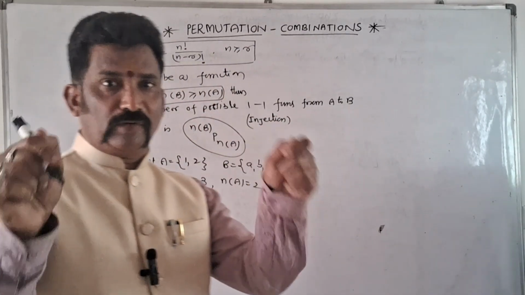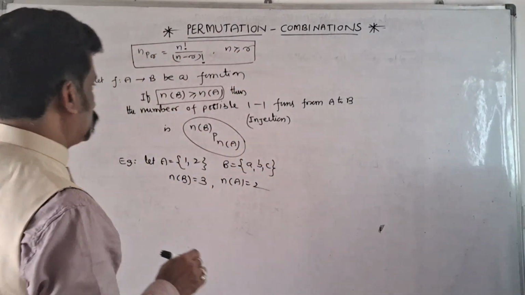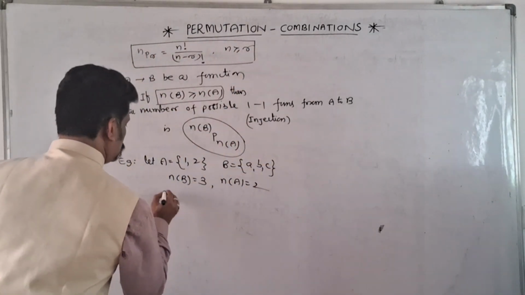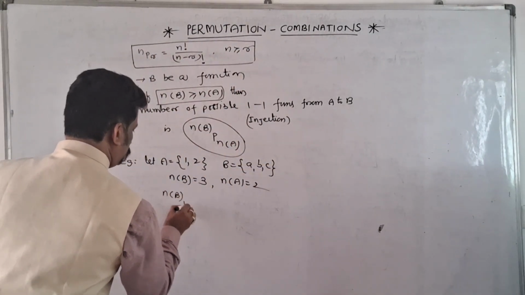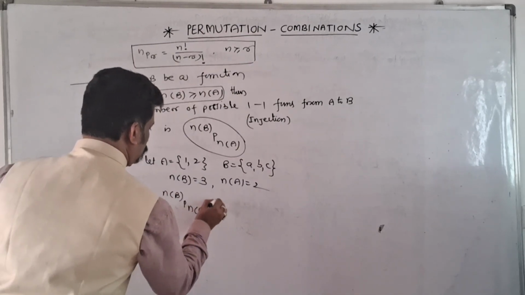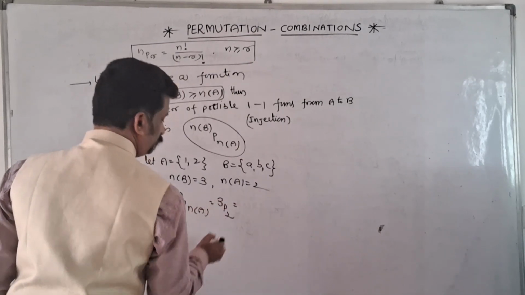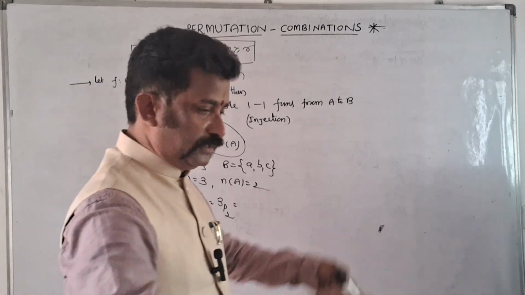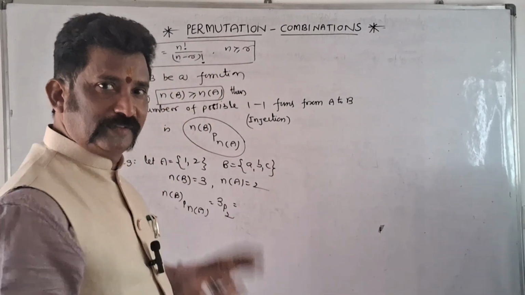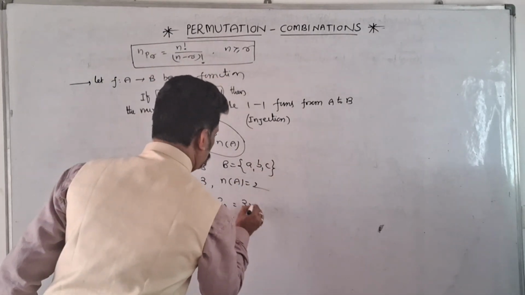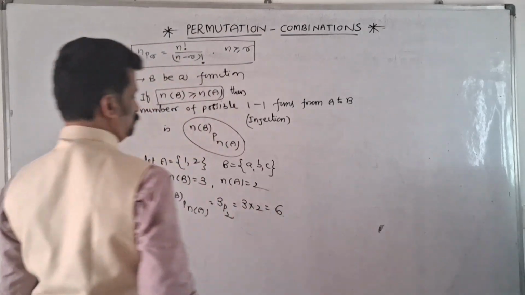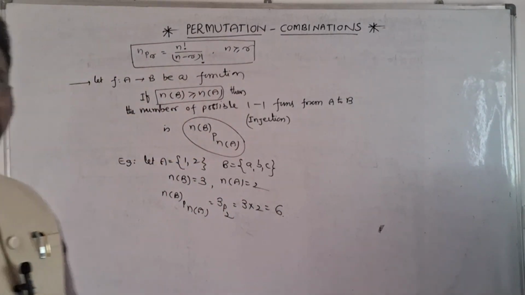A one-to-one function, or injective function, is n of B P n of A, that is equal to 3P2. 3P2 is 3 into 2, that is equal to 6. That's it. This is the answer.